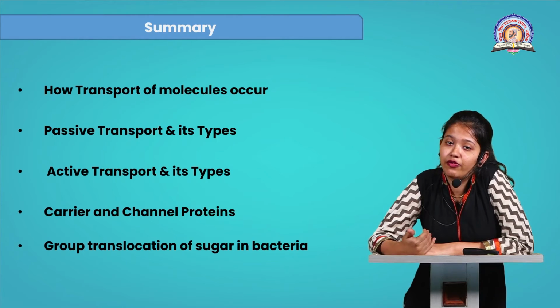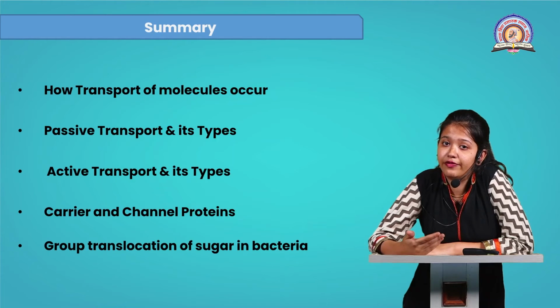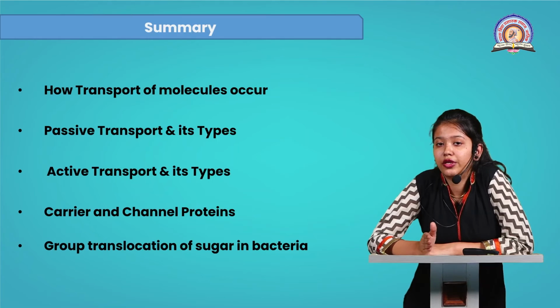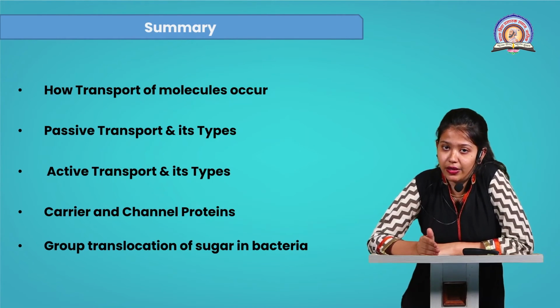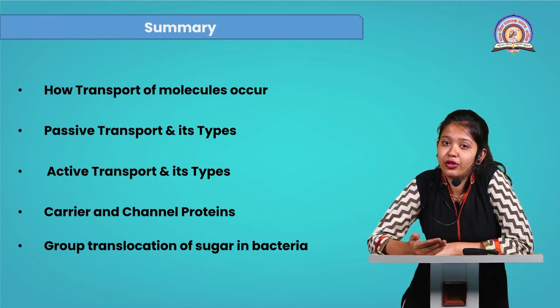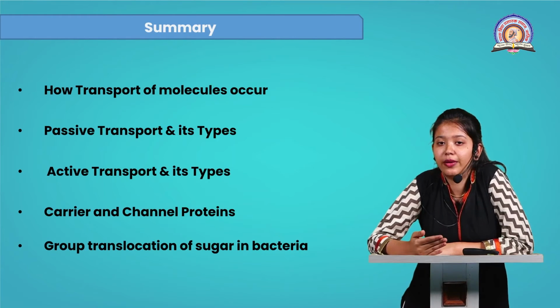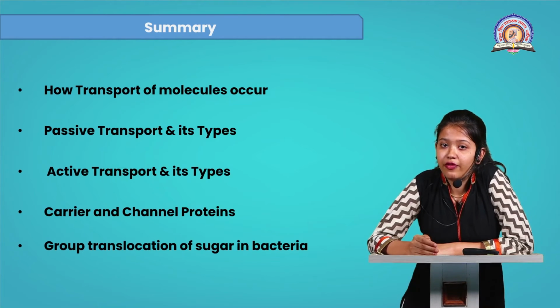There are three types of tonicity: hypertonic solution, hypotonic solution, and isotonic solution. An isotonic solution is where the relative solute concentration of two solutions is equal. In a hypertonic solution, the relative solute concentration of one solution is slightly higher than the other. In a hypotonic solution, the relative solute concentration of one solution is comparatively much less as compared to another solution. So, these were the types of passive transport.